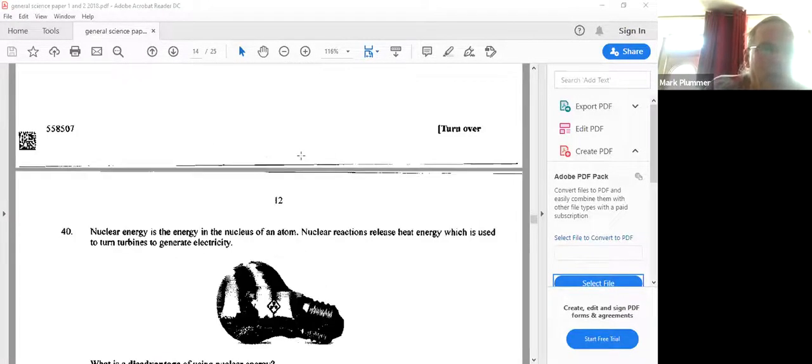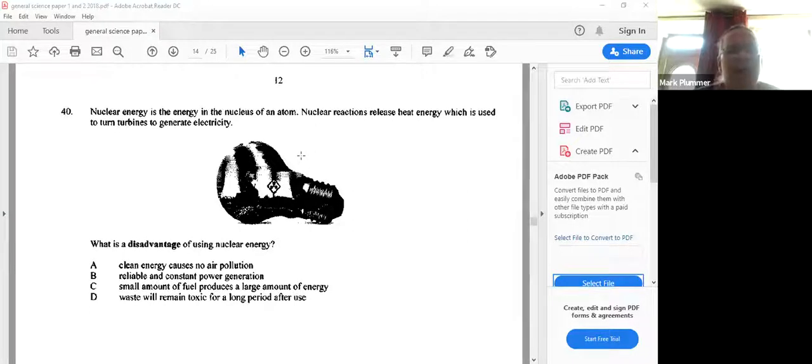Okay, last one, number 40. Nuclear energy is the energy in the nucleus of the atom. Nuclear reactions release heat energy, which is used to turn turbines to generate electricity. What is the disadvantage of using nuclear energy? Personally, I would say that it has absolutely no advantages at all. So everything to do with nuclear power and nuclear energy is a clear-cut disadvantage, but that's my opinion. But the answer you're looking for in number 40 is D. Again, go with what the questions are asking you. The answer to number 40 is D, because the waste will remain toxic for long periods of time.